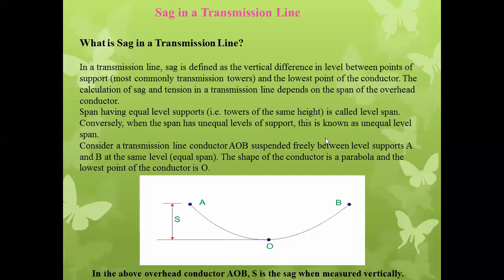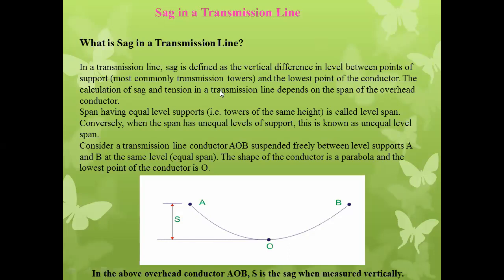Okay, so once again I will read that sentence. Definition of the sag: Sag is nothing but a vertical difference in level between the points of support, mainly transmission towers, and the lowest point on the conductors. The calculation of the sag and the tension in the transmission line depends on the span of the overhead line conductors. This one is just the introduction for the sag. Okay, have you got the idea?